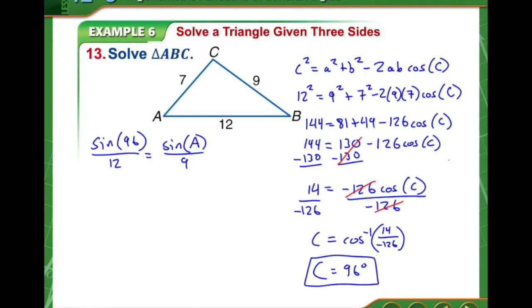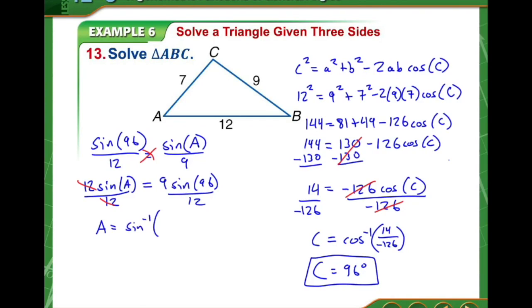We're going to cross multiply. So we get 12 sine of A equal to 9 sine of 96. We divide both sides by 12. And we then need to do our inverse sine. So we have A is equal to the inverse sine of 9 sine of 96 over 12. We're ready to get A. And that comes out to be about 48.